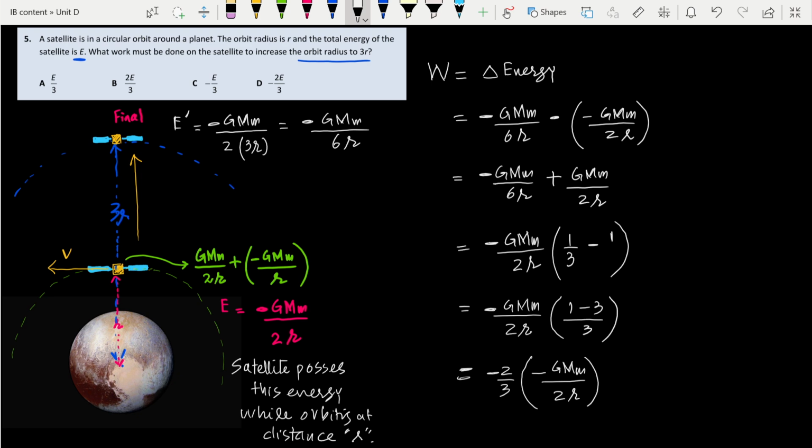Do you remember what we said here, that negative GMm over 2r is the total energy, which they also call E? So can we replace it here? Finally, the work done is equal to negative 2 over 3 into E. So this much is the work done, and you have seen that this work is negative because you are taking the object away from the planet against the gravitational field. So the right answer is obviously option D, negative 2E over 3.